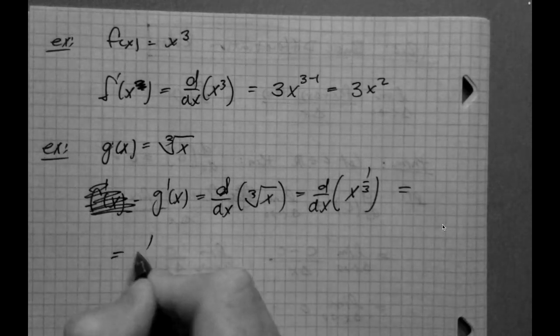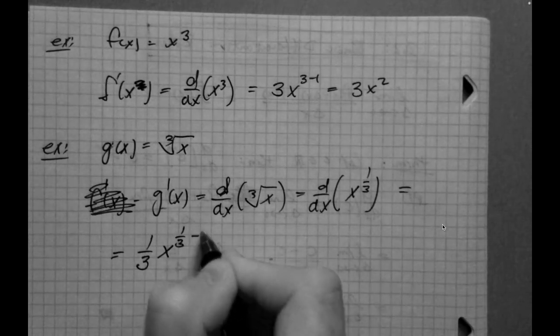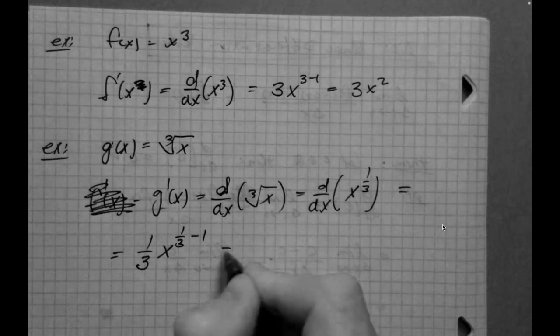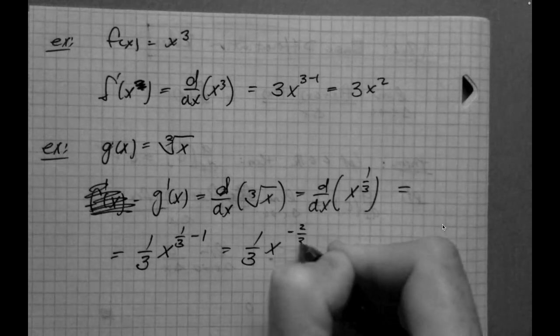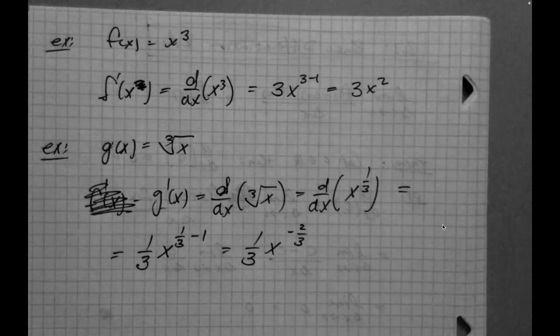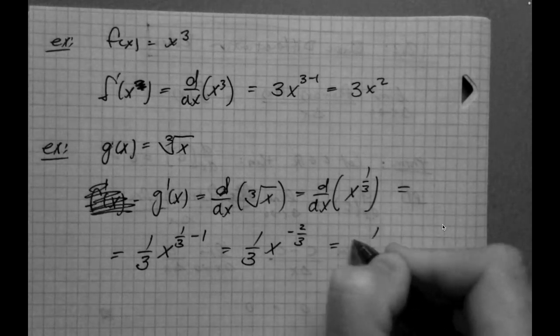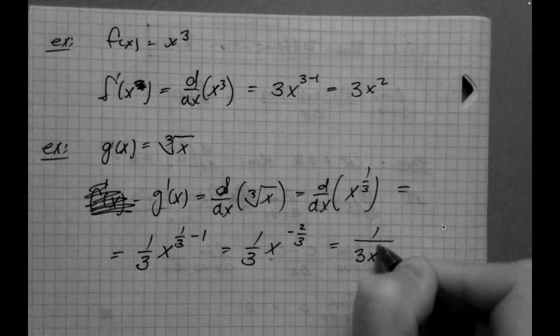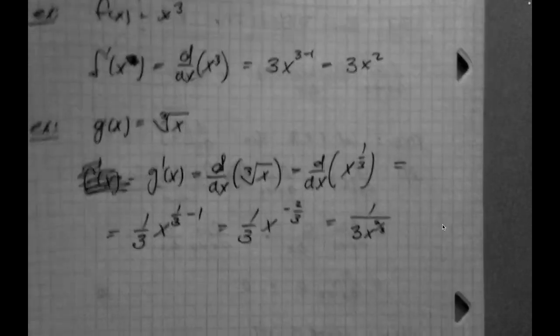And so we'll see that it's 1/3 times x to the 1/3 minus 1, which gets us 1/3 x, and then a third minus 1 would be negative 2/3. Okay. And so we can clean this up a bit. This would be better written as 1 over 3x to the 2/3 power. That's the derivative in this case of the cube root of x. Okay, very good.